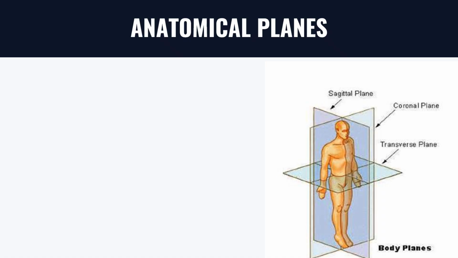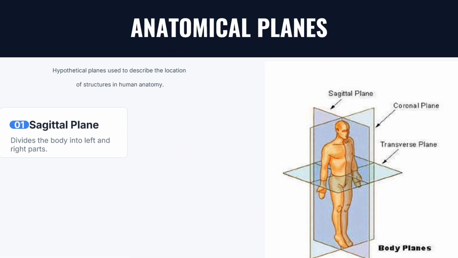So when we talk of anatomical planes, what comes to mind? Look at this picture. It's as though we are cutting this person into several segments or sections. Well, it's imaginary, so we don't actually cut through the person. So anatomical planes are hypothetical planes used to describe the location of structures in the human body. Very important. So we have the sagittal plane, the coronal plane, and the transverse plane.